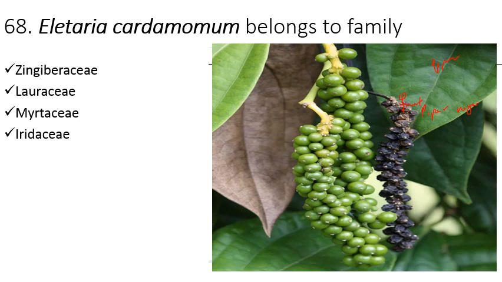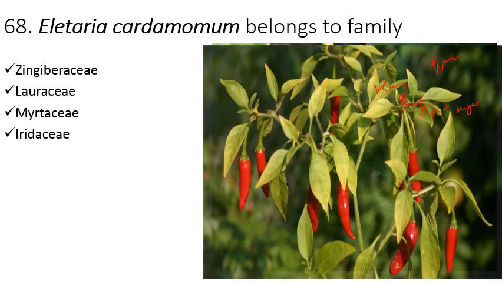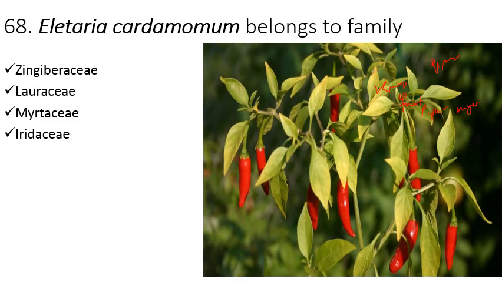Family is Piperaceae. And here the part used is fruit. This spice is commonly known as king of spices. It is also known by the name black gold. The next we have this spice that is known as capsicum or chili. Its scientific name is Capsicum annuum.